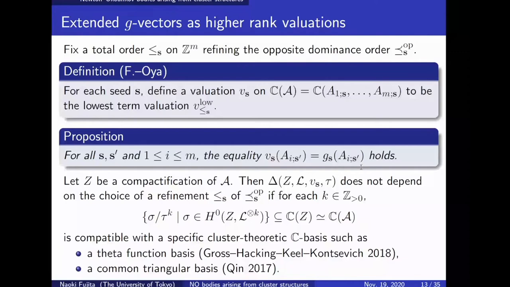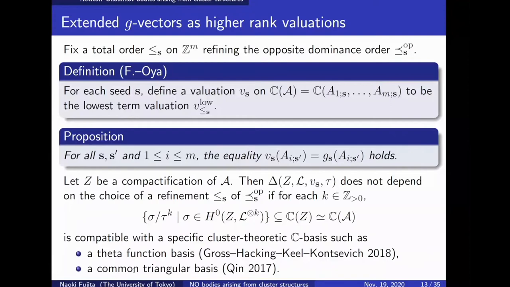Then, for a compactification Z of A, we obtain the Newton-Okounkov body of Z associated with valuation v_S. Usually, this body depends on the choice of refinement, the choice of total order. But in good cases, this body does not depend on the choice of refinement. For instance, if the space of global sections is compatible with a specific cluster-theoretic basis, such as the theta function basis or the common triangular basis.